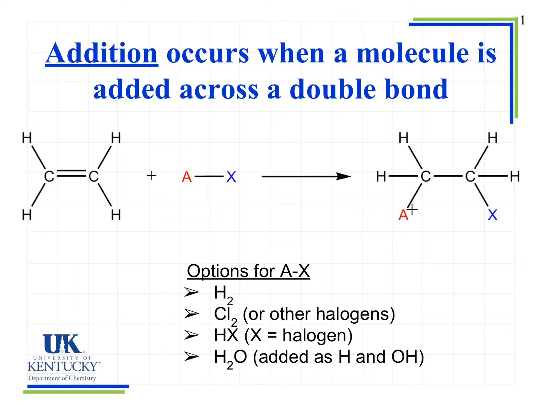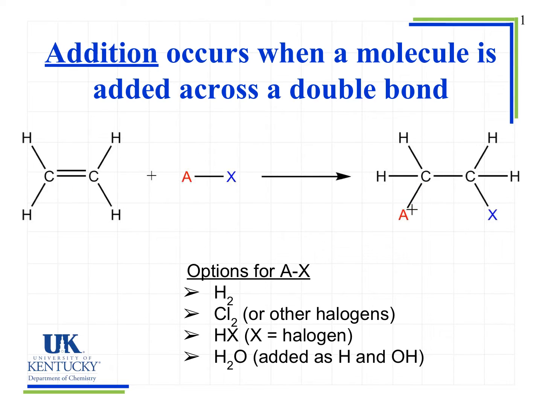the product, that double bond has been changed to a single bond, but we know that carbon must have 4 bonds, and so the fourth bond that was part of the double bond has now been replaced with an A on one of the atoms and an X on the other. So the double bond goes away, and we add the molecule across that double bond.